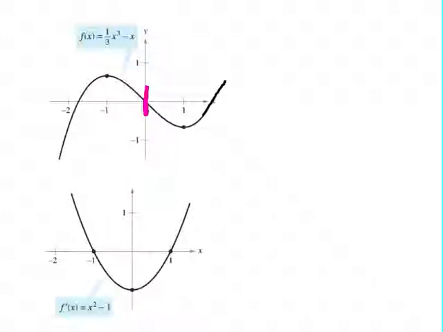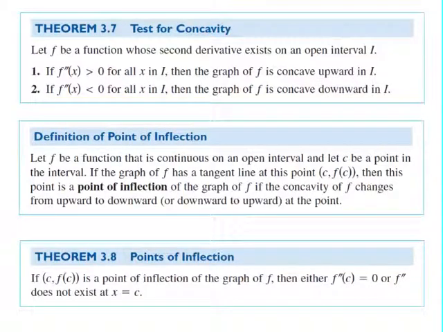So now we're going to look at how you can do that algebraically, not only just looking at it. First of all, we have some tests for concavity, and once again, you have these on your sheet so you can follow along. Let f be a function whose second derivative exists. If the second derivative is greater than 0, in other words, what does that mean it is? Positive. So if the second derivative is positive, the graph is concave up. If the second derivative is negative, the graph is concave down. So it's kind of like the increasing decreasing thing.